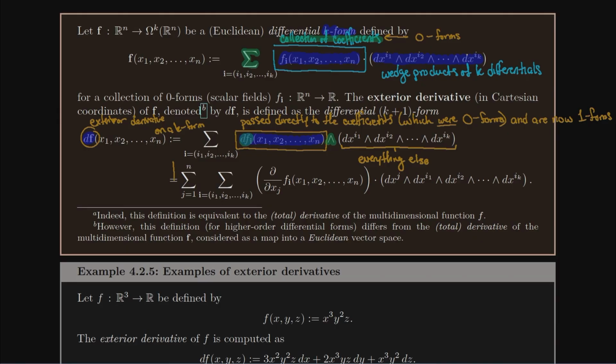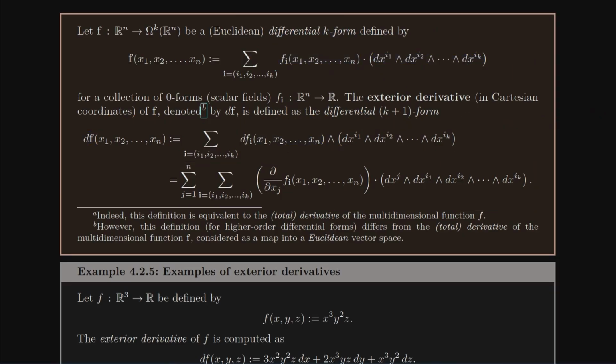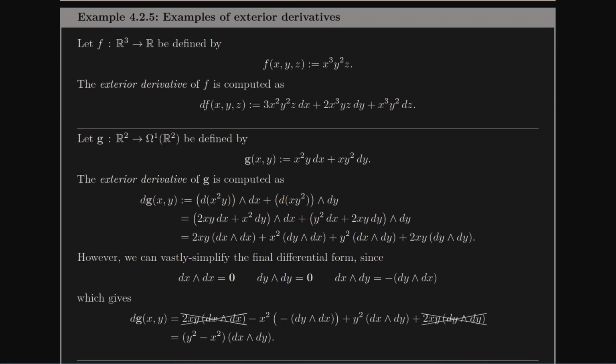Now this last line is more of a specific way of showing how that would actually be computed. You really want to think about what I said in English rather than trying to decipher this last line here. We'll also do quite a few examples, and you'll start to see how this works. So if I'm going to take the exterior derivative of a k-form, we're just going to pass it onto the coefficients of that k-form, and then we're going to wedge that derivative against all the rest of the differentials. So let's look at an example here.